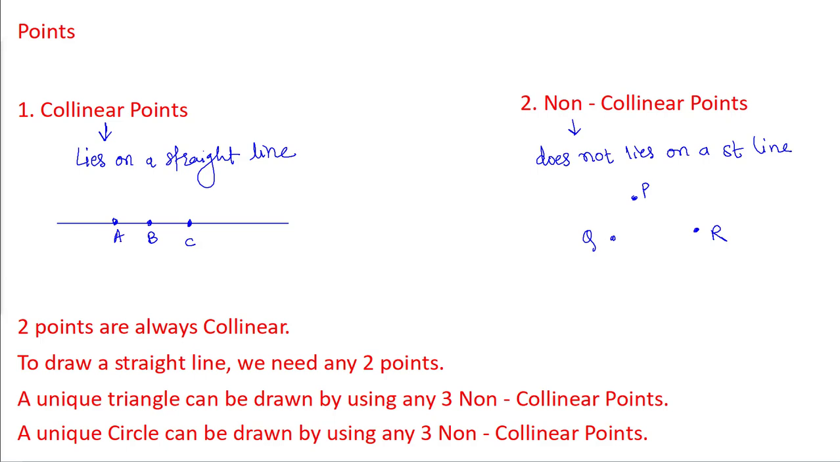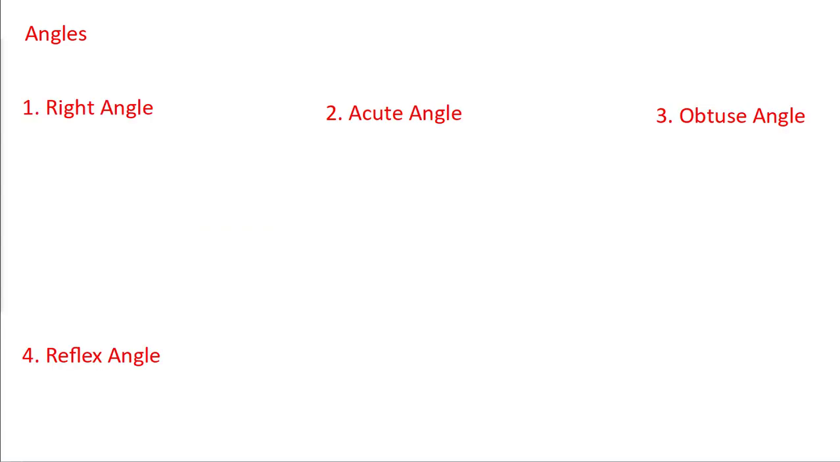After this, the next is angles. Let's start with angles. There are 4 types of angles. First is right angle, then acute angle, then obtuse angle, and then reflex angle. Right angle is an angle whose measurement is equal to 90 degree.